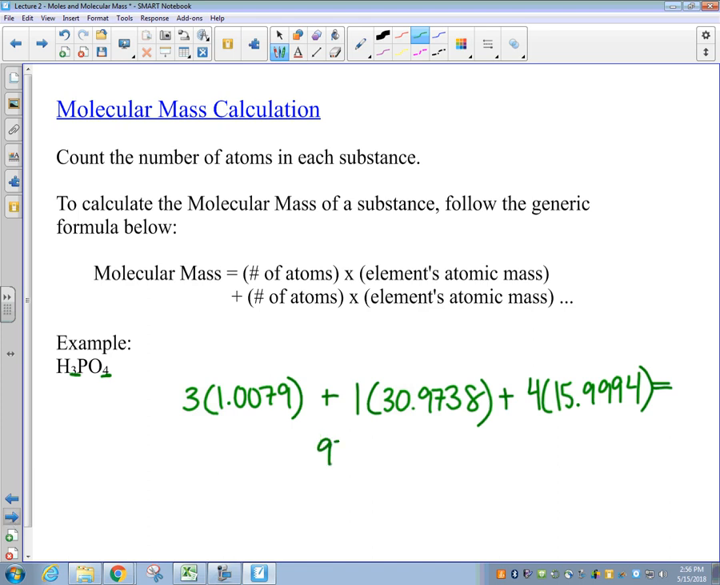And we get 97.9951, and our units for molecular mass are grams per mole. So in 1 mole of phosphoric acid, there would be 97.9951 grams of that sample.